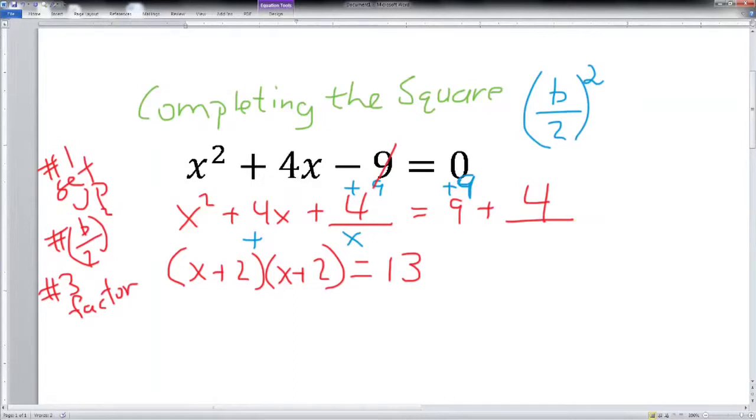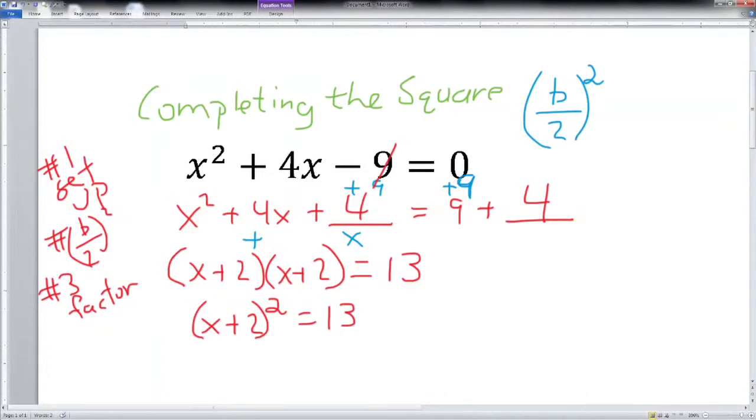Now on this left-hand side, instead of having 2 of the same thing multiplied by itself, another way of writing something multiplied by itself is x plus 2 squared. Because if we square something, we're multiplying it by itself. Equals 13. And you're almost there. Once you're at this point, you've actually completed the square. But most of the time you're putting this in vertex form.